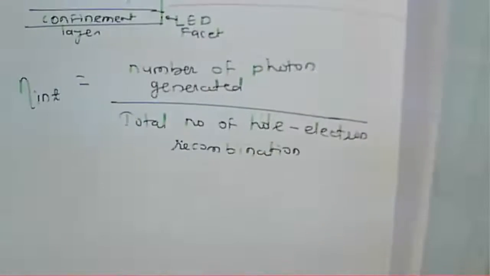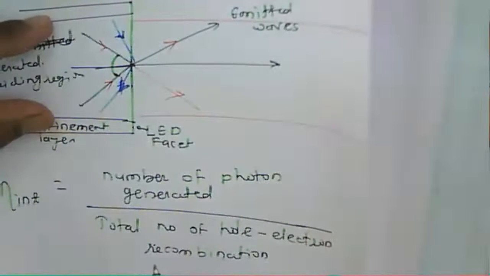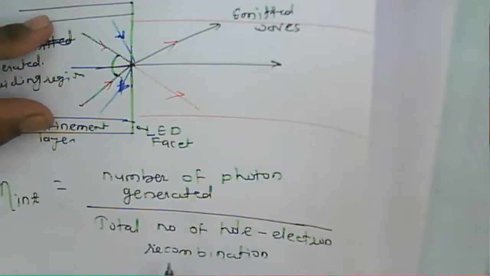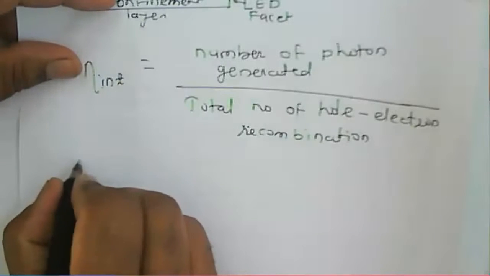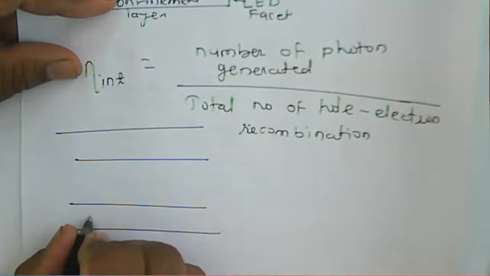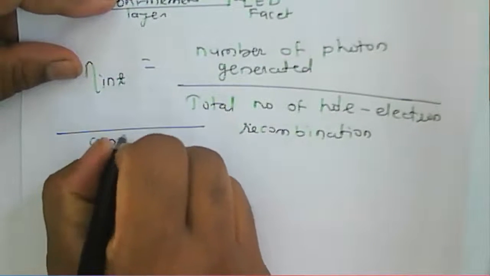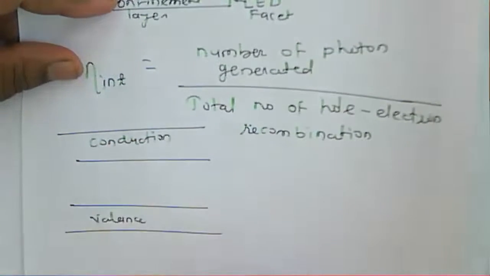And that is nothing but the internal quantum. The external quantum here is about the number of photons generated because of the electron-hole recombination, so that's why it emits the photon. So how does it emit? Generally we say that we have these two bands: one is a valence band, and this one is a conduction band.